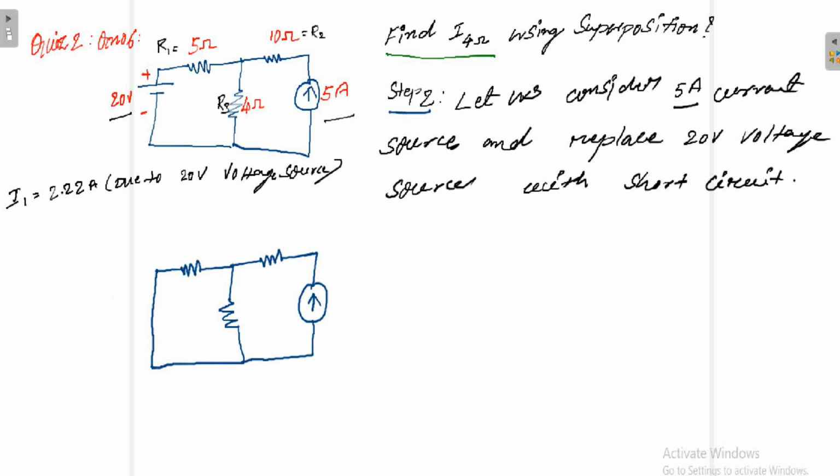So this is R1, R2, and this is your R3. The values are 5 ohms, 4 ohms, 10 ohms. Here this current is 5 amperes. The 5 ampere current reaches this point. The same amount of current flows through this R2, and the current reaching this point is 5 amperes.